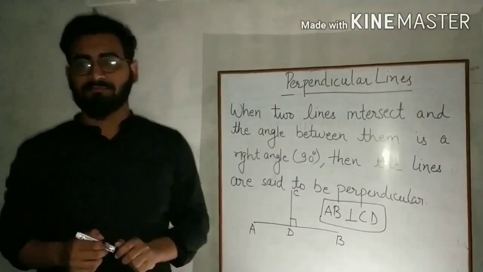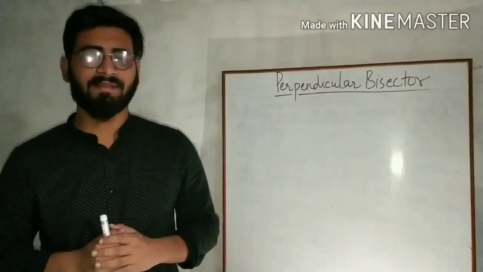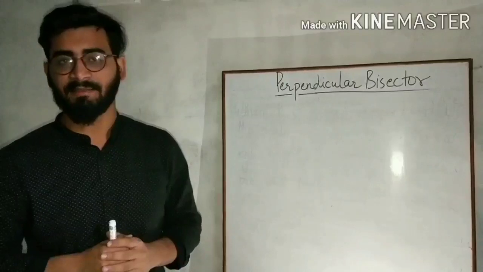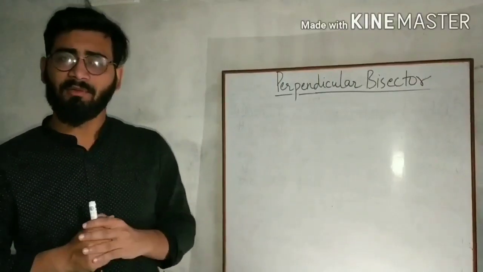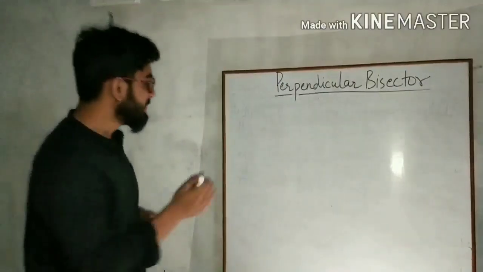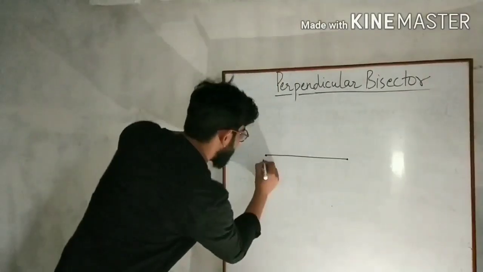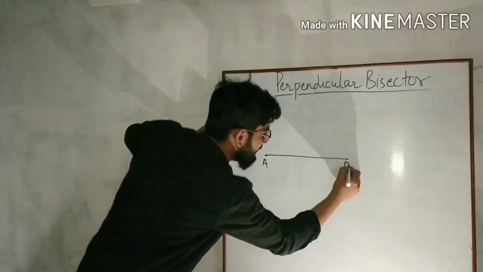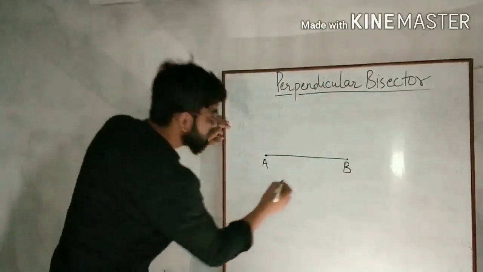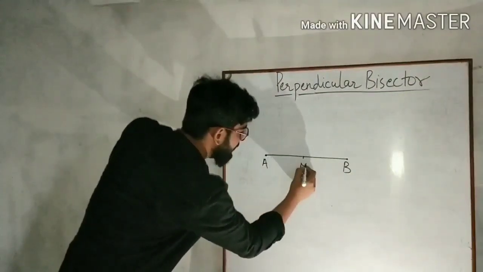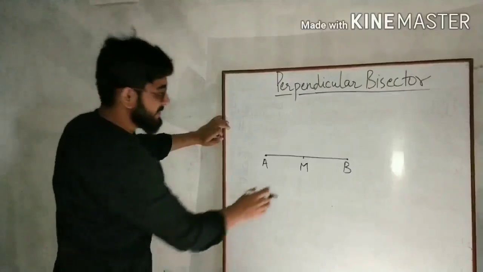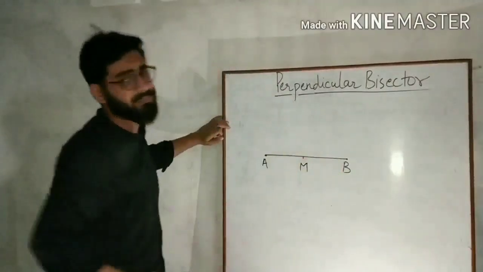Understood? Now we are going to discuss the perpendicular bisector. What do you mean by perpendicular bisector? Look here. Suppose you draw a line segment AB. Now you mark its midpoint M. M is its midpoint, that means AM is equal to MB.